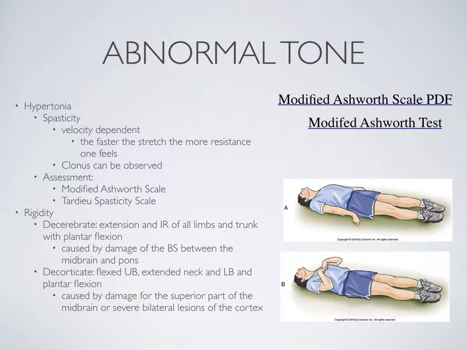Now decorticate, the defining factor of that is we're going to see more flexion in the arms, an extended neck, and our lower body still remains extension. So decorticate means more flexion within our upper body structures, okay? And this is usually damage from the superior part of the midbrain or severe bilateral lesions of the cortex. So when we see posturing like this, it's never a positive outcome.